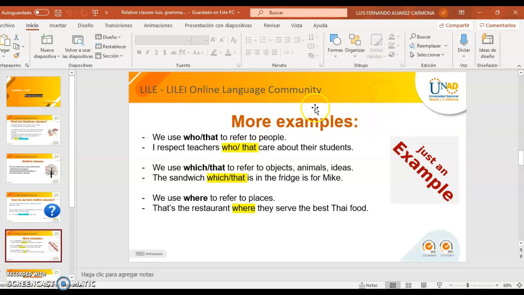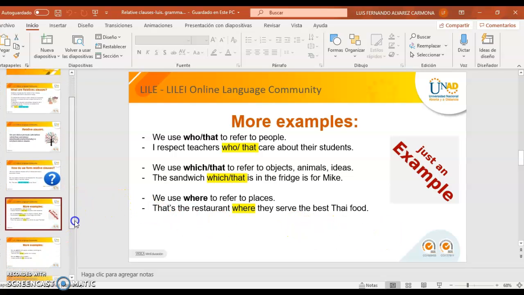We have more examples right here. We use who or that to refer to people. I respect teachers who, that, care about their students. We use which or that to refer to objects, animals, and ideas. The sandwich, which or that is in the fridge, is for Mike. We use where to refer to places. That's a restaurant where they serve the best Thai food.